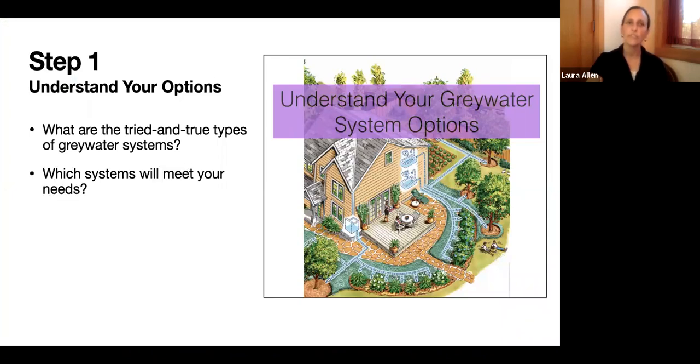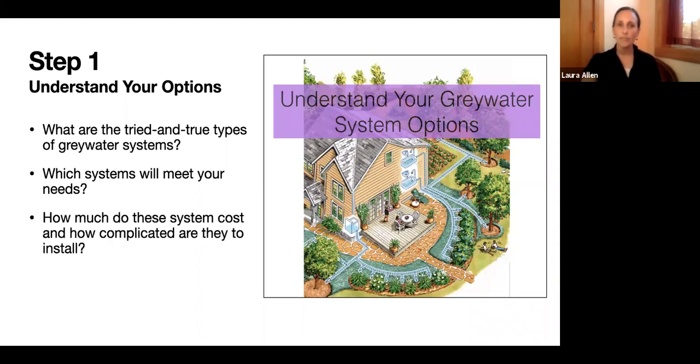After you know the tried and true systems, think about which system will meet your needs. Sites are different. Some people need a pump, others don't. Some people can use gravity. Different contexts will require a different system. You also need to know how much do they cost? Are they within your budget? How complicated are they to install? Who is going to be putting this in? Is it you? You want to pick a system that's within your skill set. If you're hiring somebody, make sure you pick a system that there are experienced people in your area that can install it for you.